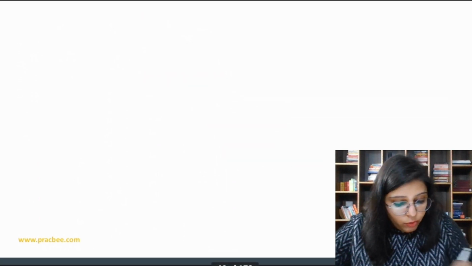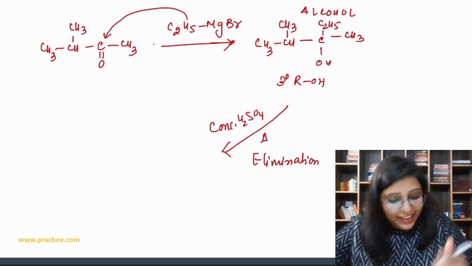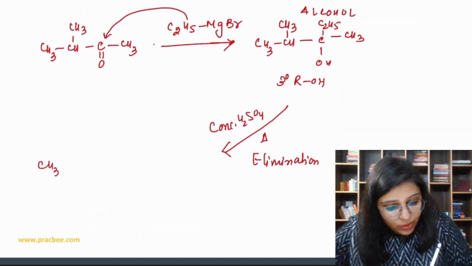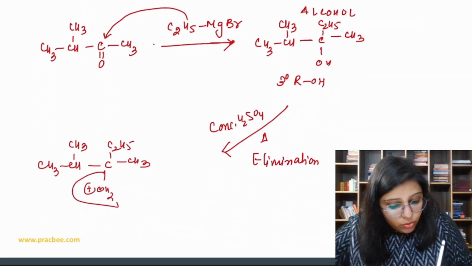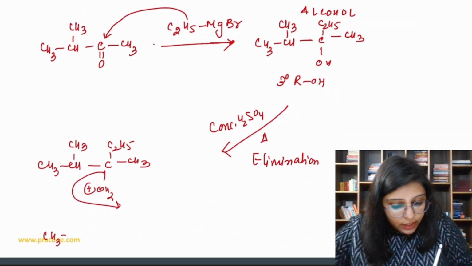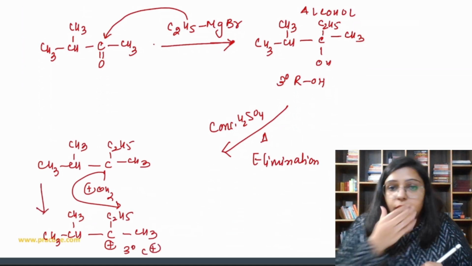So in the first step, what will happen? CH3, CH, CH3, then C, C2H5, CH3, and here we write OH2 positive. So OH2 leaves, and we get CH3, CH, CH3, then C positive, C2H5 and CH3. So this is a 3 degree carbocation. This is a 3 degree carbocation.